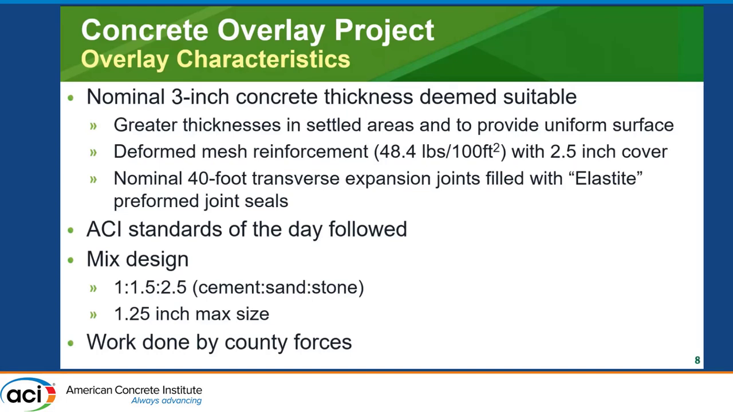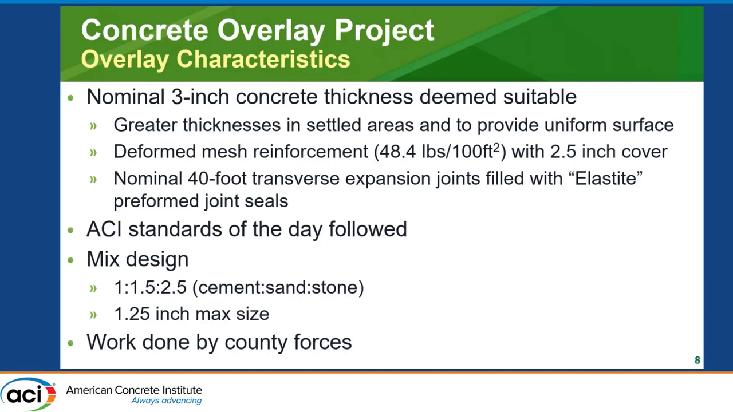At the time, it was deemed to use a mesh reinforcement, about 48 pounds per 100 square feet, and to make sure that it had 2.5 inches of cover. Well, if you do the math on that, a 3-inch nominal concrete overlay with 2.5-inch cover essentially puts that mesh reinforcement in the bottom third part of that slab.